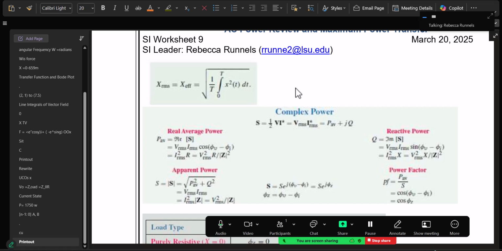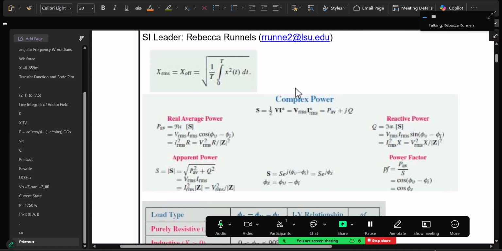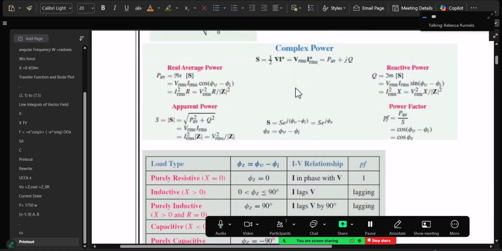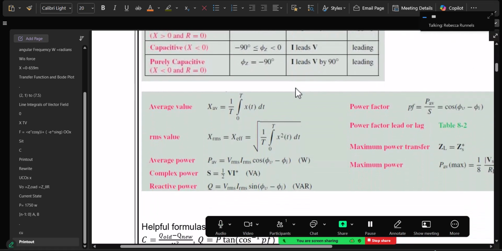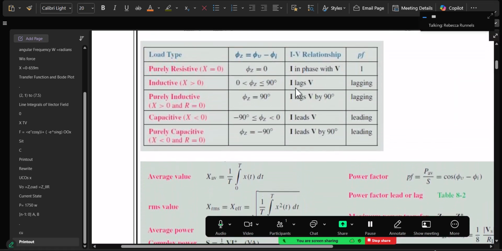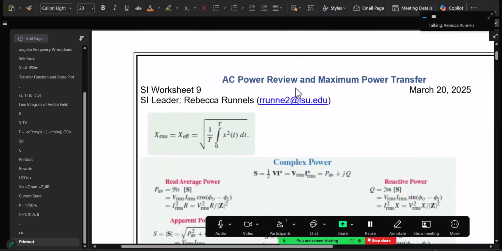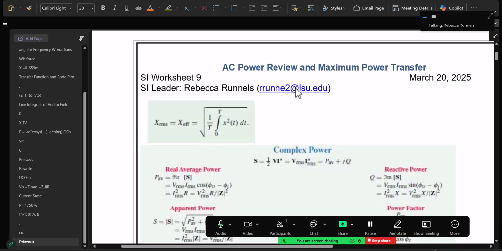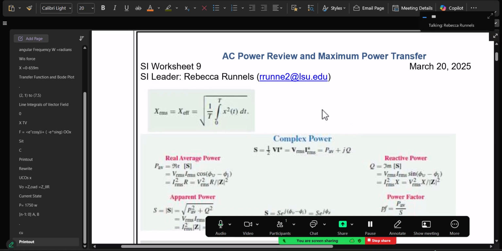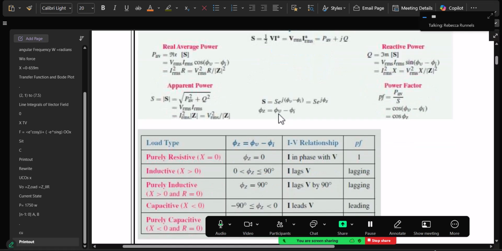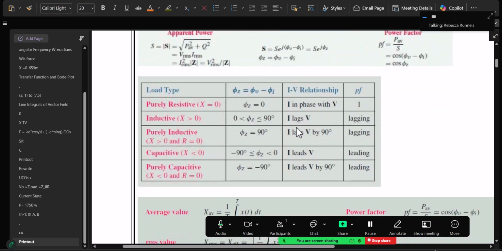The front page of this worksheet was originally part of a test review, which is why it has all of this stuff on here. I took out the later stuff from the Bode plots, which we'll look at later. This is just helpful formulas that you can hold on to for when it comes time to make your formula sheet. You've got them handy.